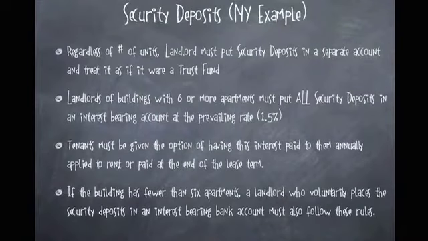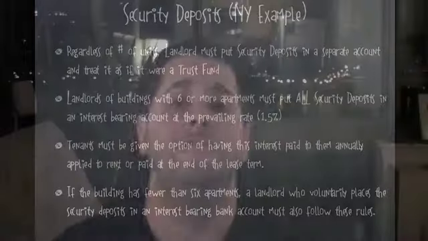Also news to me, if the building has fewer than 6 apartments, but you voluntarily place the security deposits in an interest-bearing bank account, you must also follow these rules. So you must also allow them to receive it annually, apply it to rent, or paid at the end of the lease term. I thought that was just a nice gentlemanly thing to do, just, you know, give them interest, but no, there's rules attached. That's like gremlins that come with instructions.